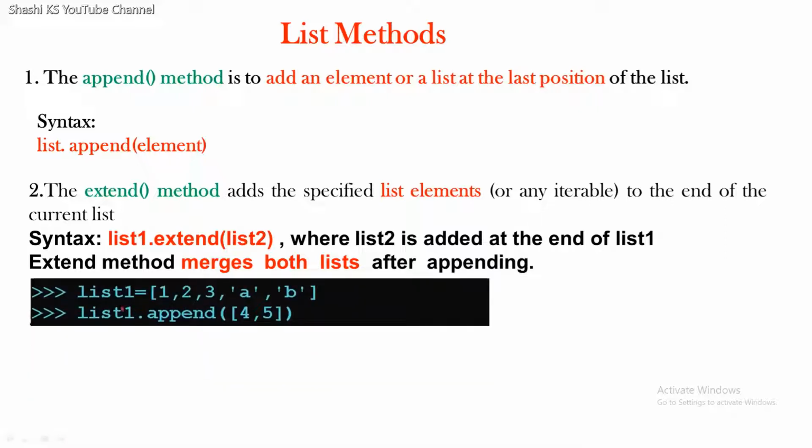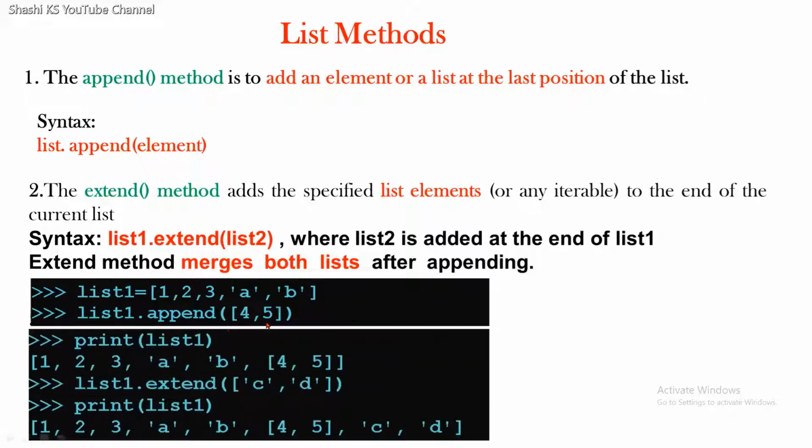Say for example, I have list1. List1 contains 5 elements, 1, 2, 3, A and B, and then I say list1 dot append of [4, 5]. 4, 5 is the list. So when I use the append function, you can see that I print list1 here. [4, 5] is added at the last position of the current list1, but it is not merged together with list1. Next, I use the extend function and then I say [C, D], where C, D is another list. And then when I print list1, you can see that C, D, which has been given as parameter to the extend function, is being merged with the current list.